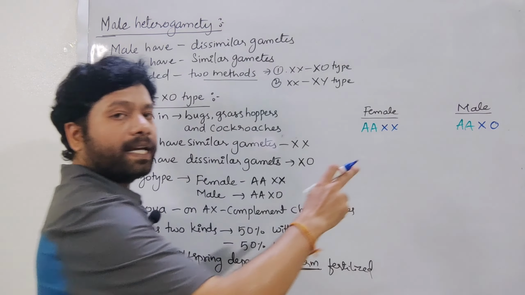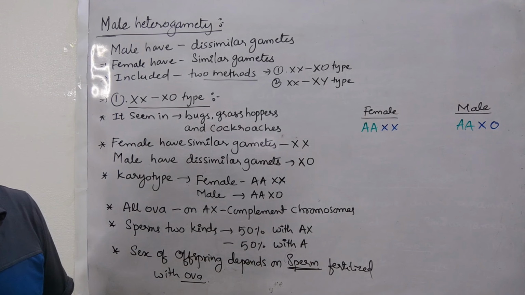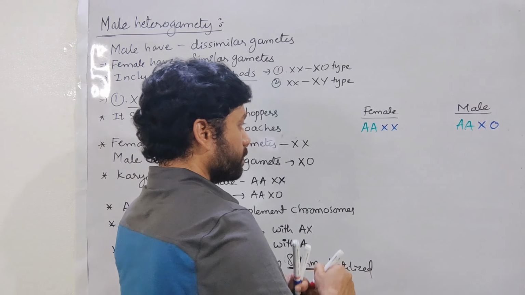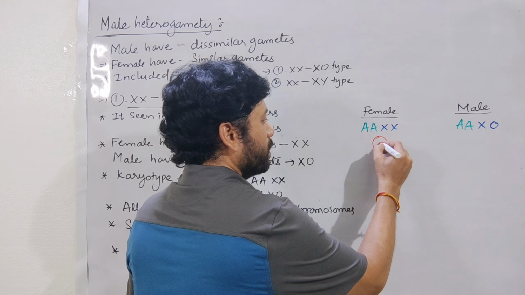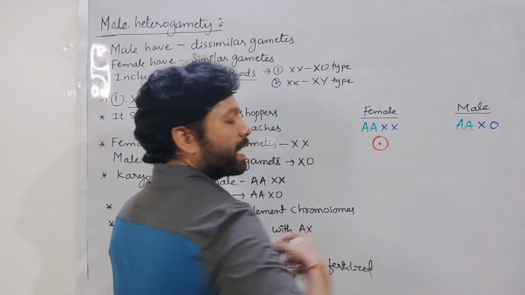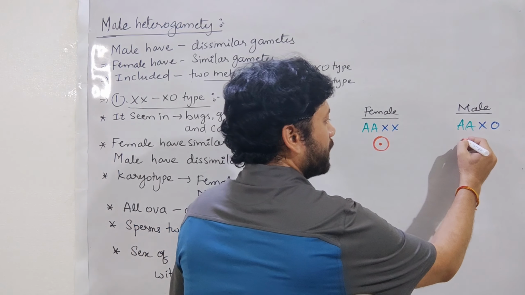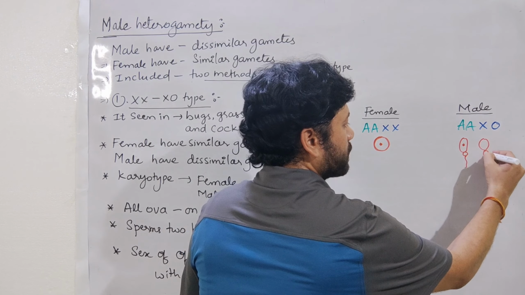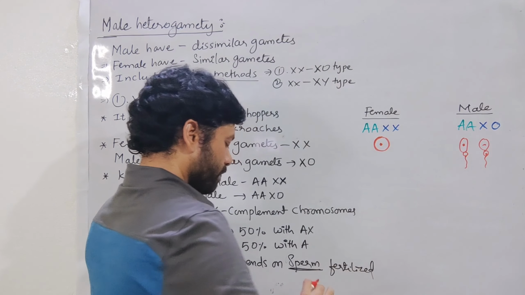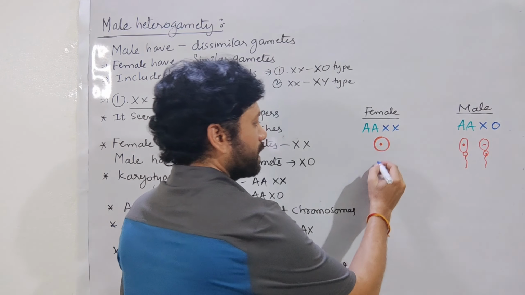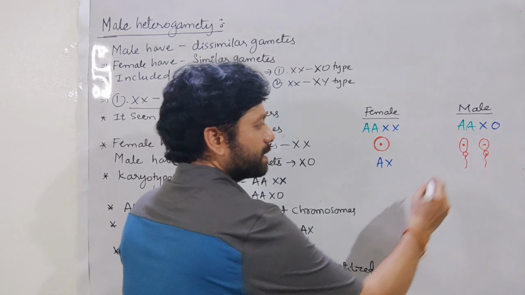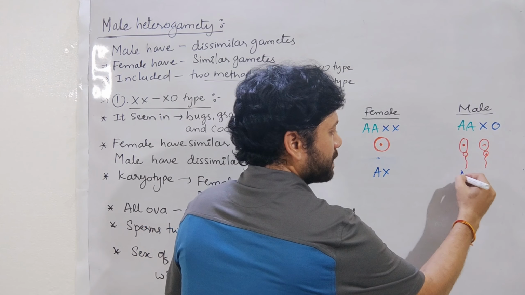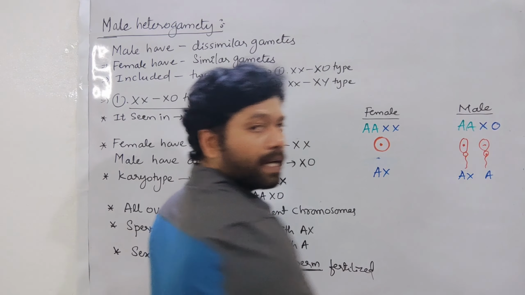So two kinds, AA is the what? Autosomes. Here, how many types of gametes? Only a single type of ova is present. Here, how many types of sperms are present? Here two types of sperms are possible gametes like this. Okay, so 50% means what? This is considered as AX, and it is considered as AX. It is considered as AX, and it is A.